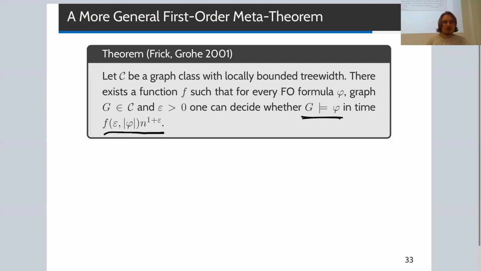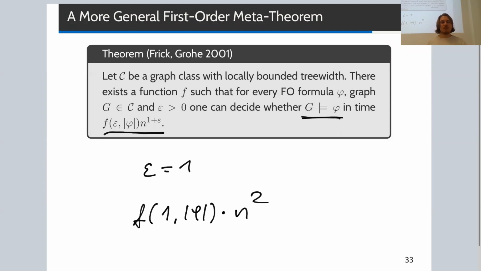And this looks very strange, and I recommend you to ignore the epsilon for now. If you set epsilon to 1, then you get a function of 1 and phi times n squared. So you definitely get an FPT running time, and the epsilon basically means that you not only get a quadratic algorithm, you also get an n to the 1.1, you also get an n to the 1.0000001. So basically you can get as close to linear time as you like. The price that you have to pay is that the function f grows with epsilon. So if you want to decrease the running time in n, then the running time in phi increases.